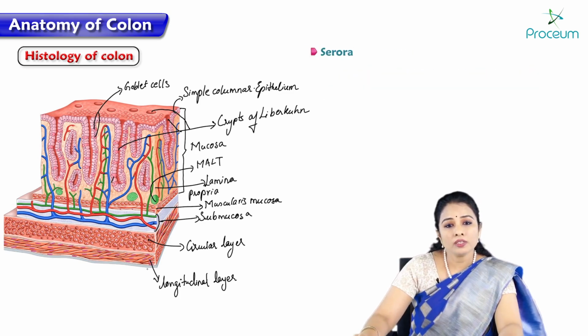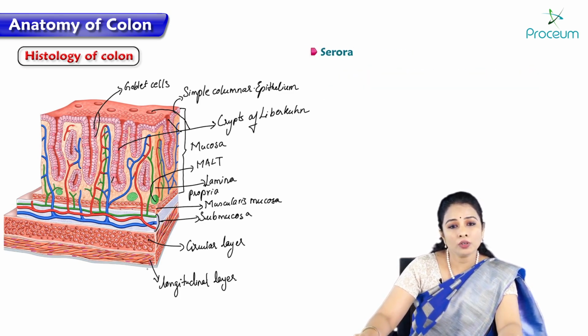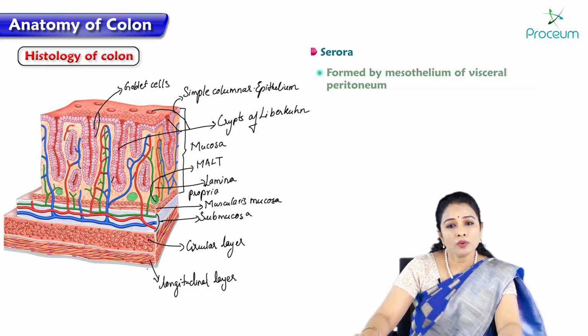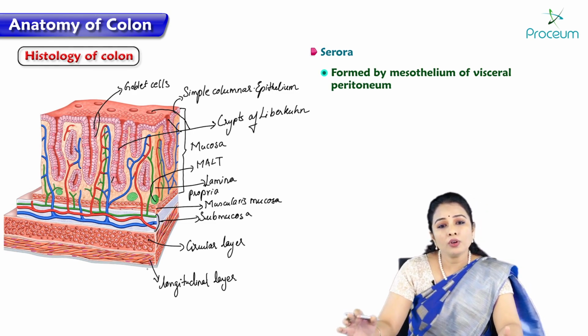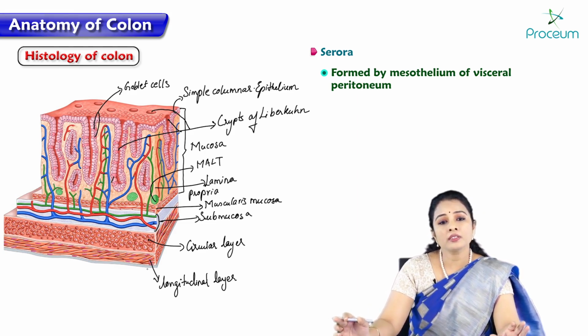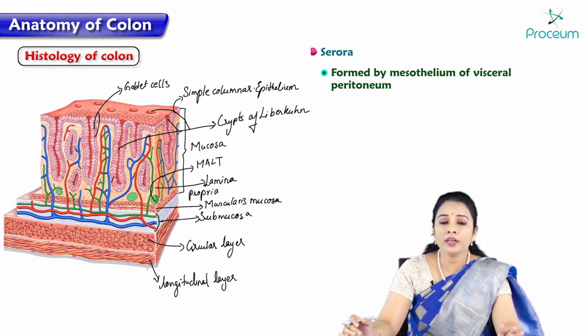And next, the serosal layer. Serosa is the outermost layer. Serosa is formed by the mesothelium of the visceral peritoneum. So for the part of the colon which is covered by the peritoneum, the outermost layer is the serosa. And for non-peritoneal parts, the outermost layer is a layer of connective tissue which is called adventitia.